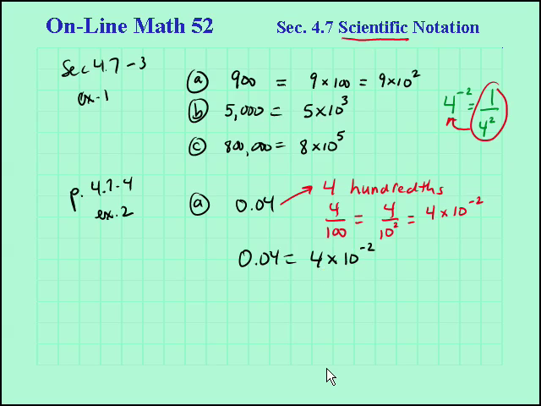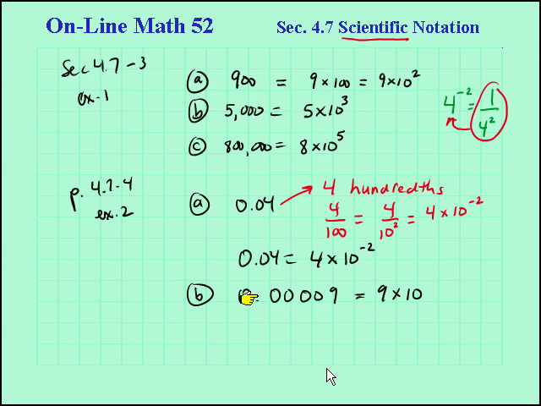Let's see how that works on part B, which is 0.00009. How many decimal places are there in all? After the decimal point, there's 1, 2, 3, 4, 5, counting the 9. So there are 4 zeros and 1 extra place. So this is 9 times 10 to a power. Is that power going to be positive or negative?